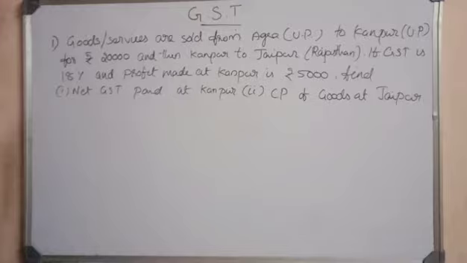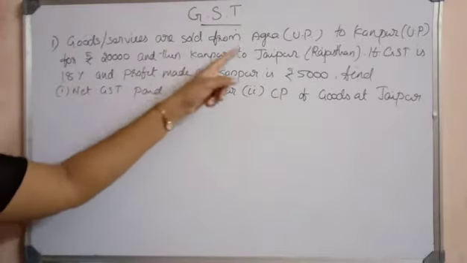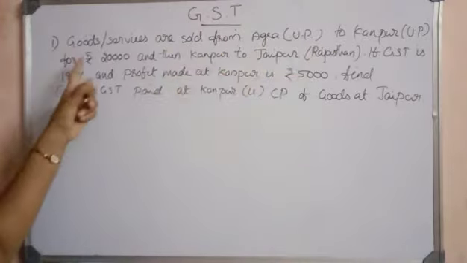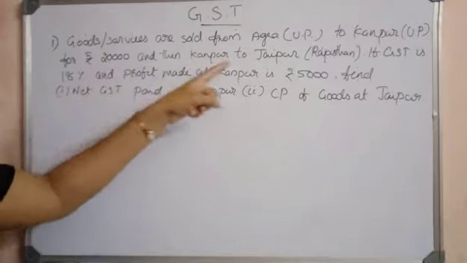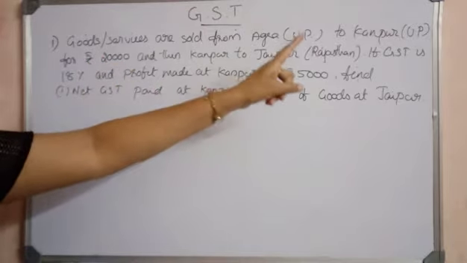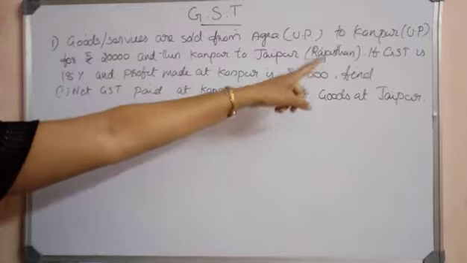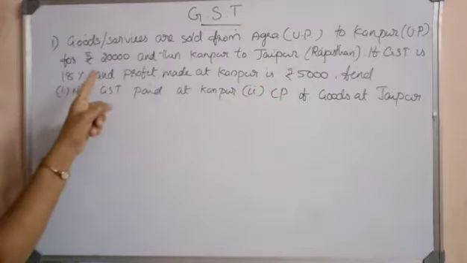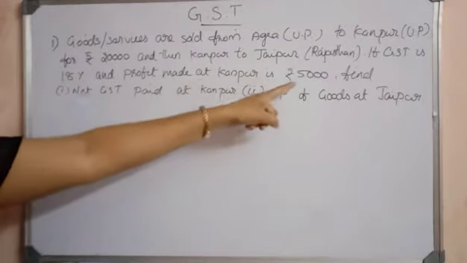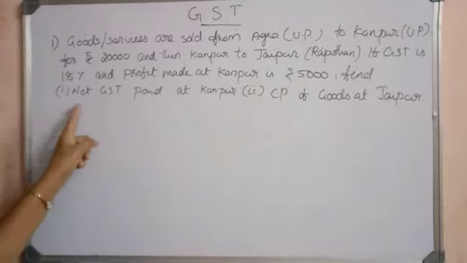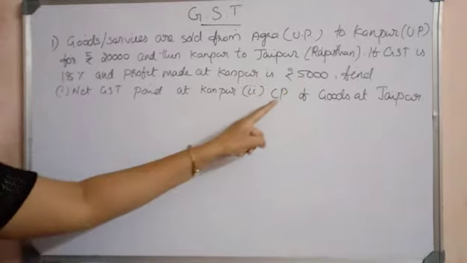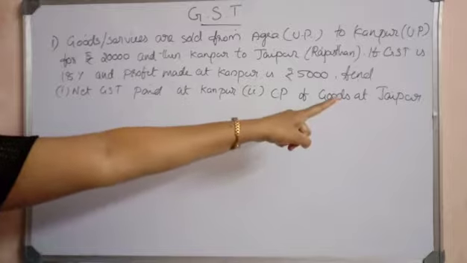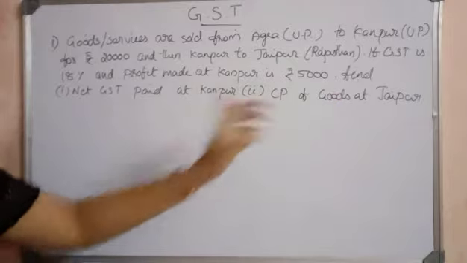Look at the first question. Goods and services are sold from Agra to Kanpur for rupees 20,000 and then Kanpur to Jaipur, that is to the other state Rajasthan. If the GST is 18% and the profit made at Kanpur is rupees 5,000, find the net GST paid at Kanpur and the CP of the goods at Jaipur. These are the two parts of the question.